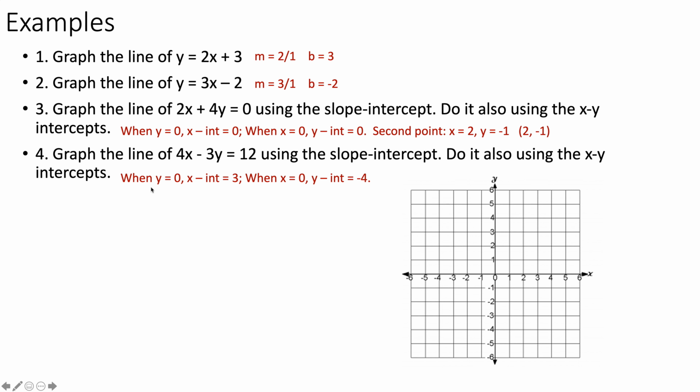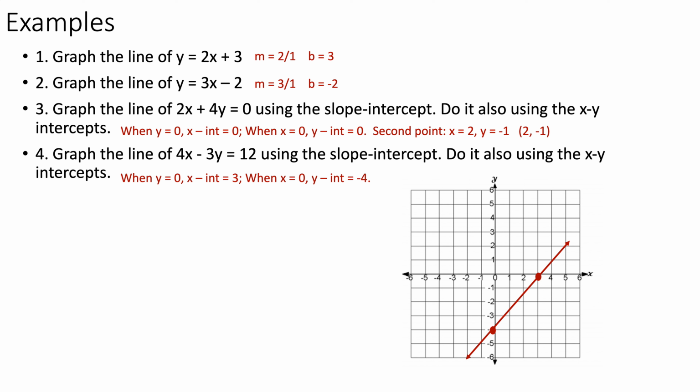And last but not least, when y equals 0, the x-intercept is 3. There's the dot on the x-intercept of 3. When x is 0, the y-intercept is -4. There's the dot on -4. And connect the dot. There's the line drawn. Okay, so those are both techniques with graphing in front of you and done properly.